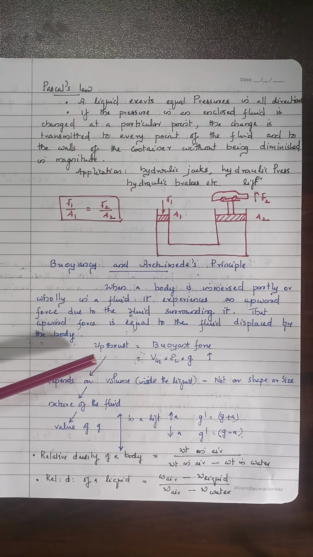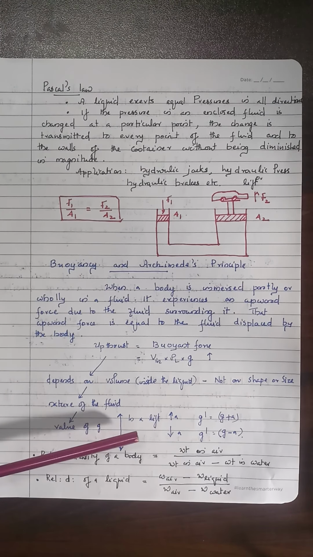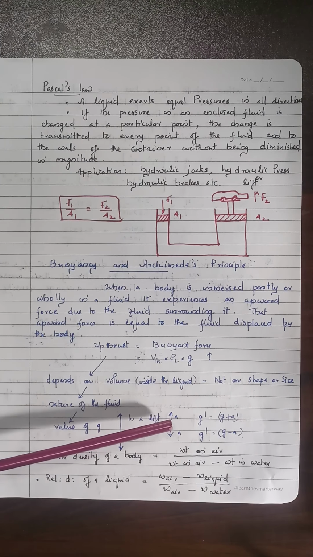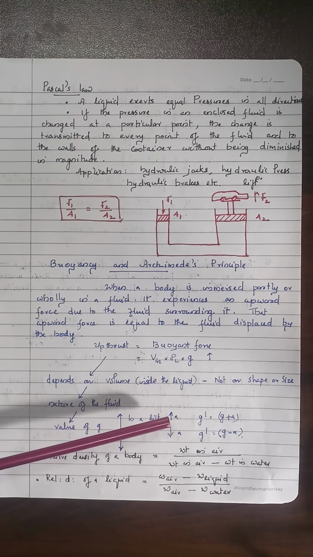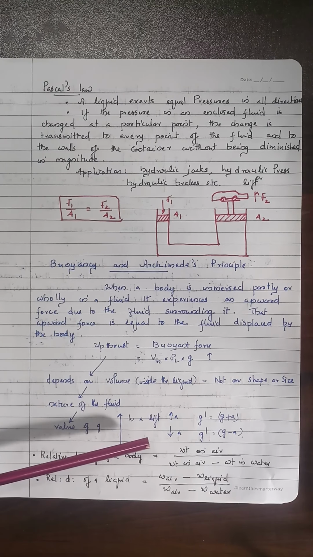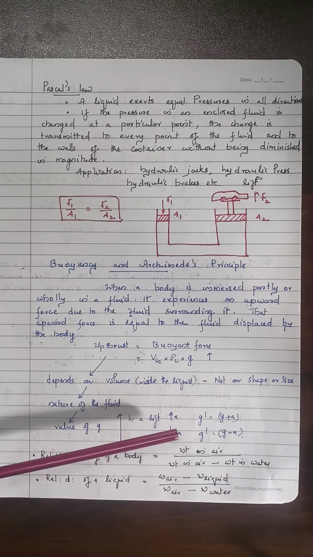And keep in mind that upthrust depends purely upon the volume, not on its structure or shape, and also on the nature of the fluid under consideration and the value of acceleration due to gravity. In a lift moving upward with an acceleration a, the gravity changes to g plus a. If it is moving downward with an acceleration a, it is g minus a.